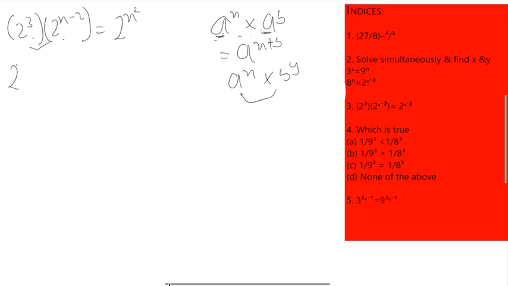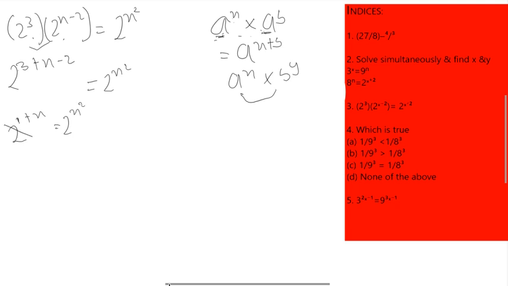So this will be 2 raised to power 3 plus x minus 2, right? Because the powers we add themselves once the bases are the same. And this is equal to what? 2 raised to power x squared, right? So here we have 2 raised to power 3 minus 2 gives us 1. That's 1 plus x is equal to 2 raised to power x squared.